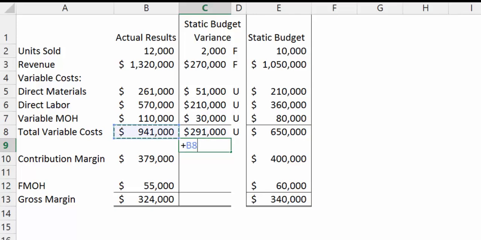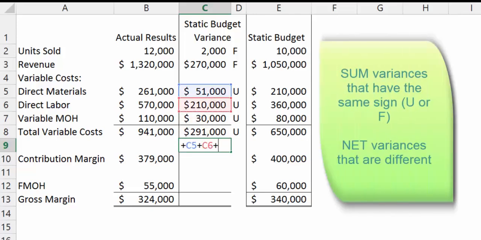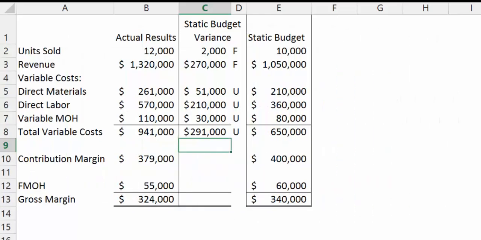I could have taken my actual results and subtracted my static budget, and that would give me the $291,000. Or I could have added together each of these variances. They're all unfavorable, so they could just be summed. A few things to think about at this point. I'm not taking one column minus the other column consistently.